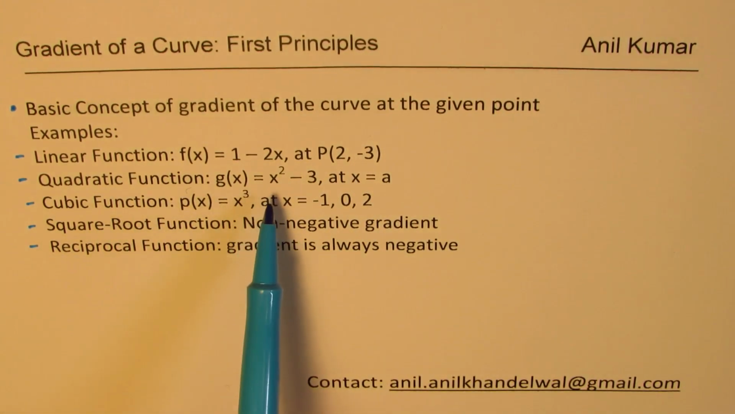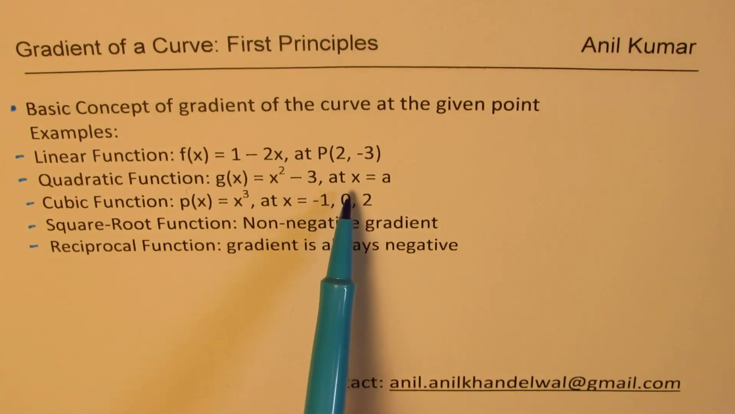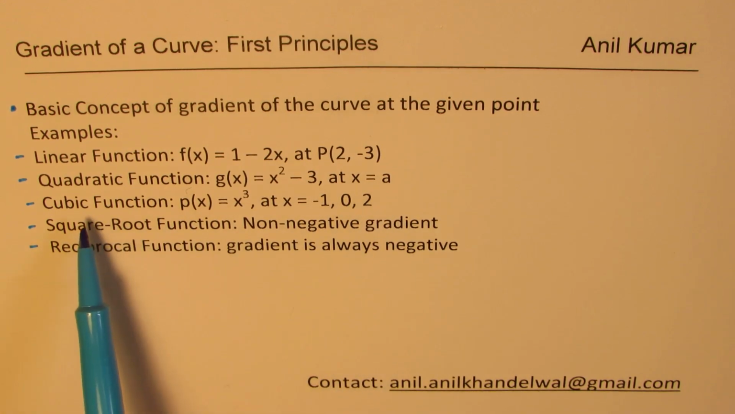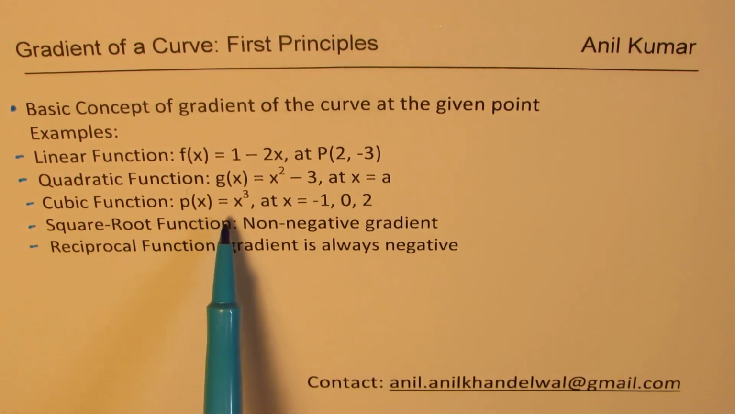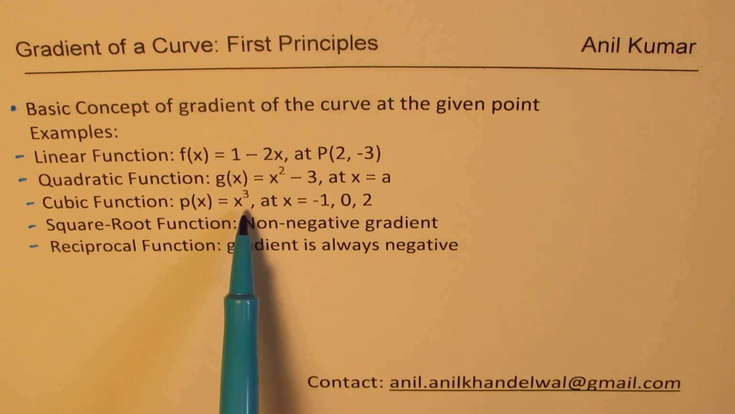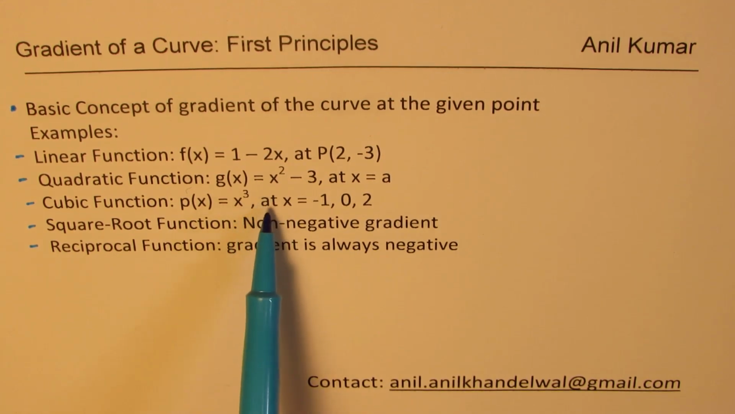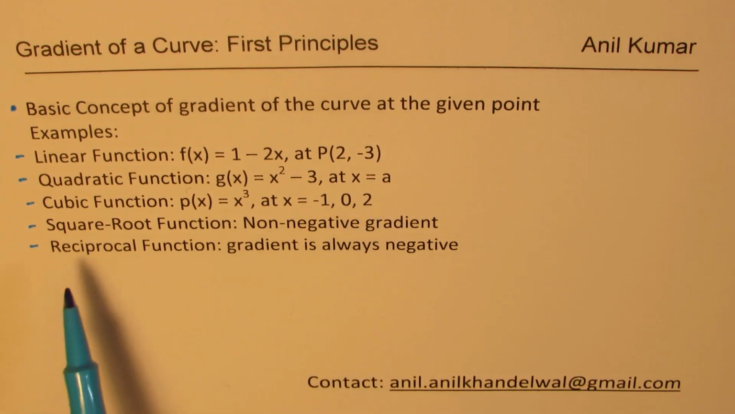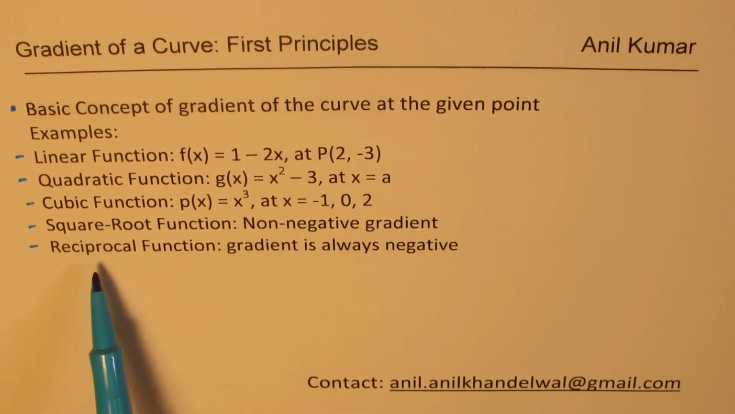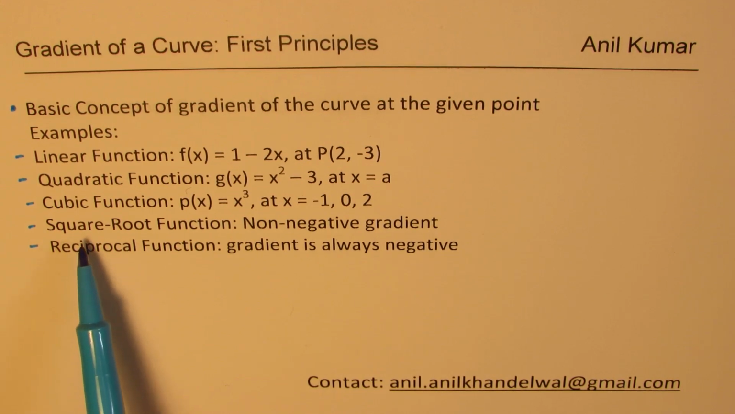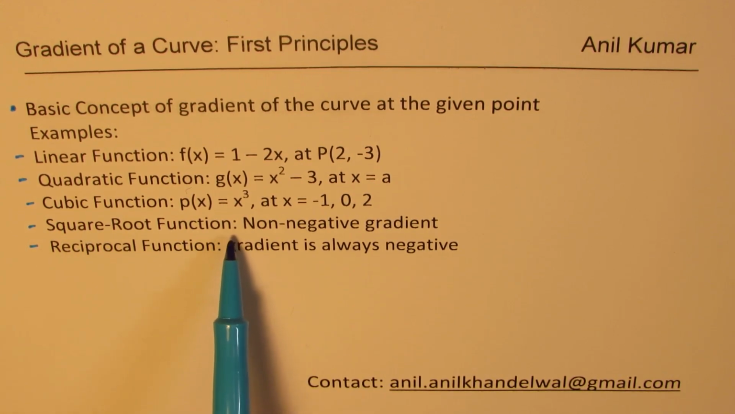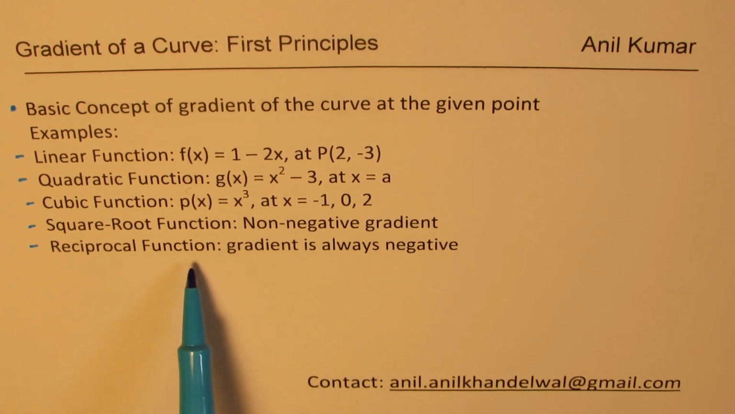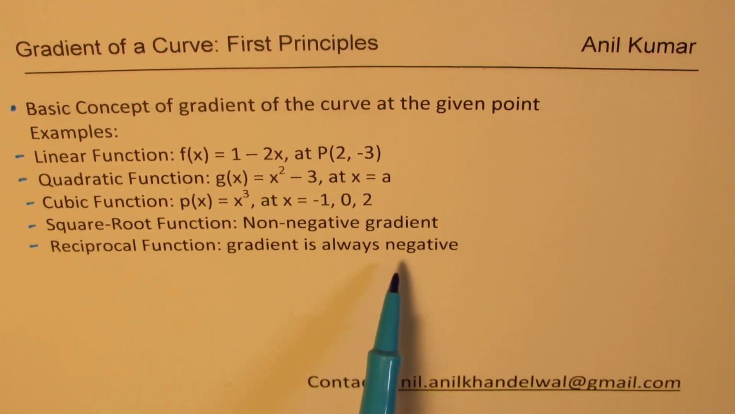Then on a quadratic function, we'll derive a general expression where gradient will be found at x equals a. Then in a cubic function, we'll actually find a general expression and then see how to find gradient at different points, right? X equals -1, 0, and 2. Then in the last two questions, we'll take up the parent square root function, and we'll show that the gradient is non-negative. And for a reciprocal function, we'll show that it is always negative.